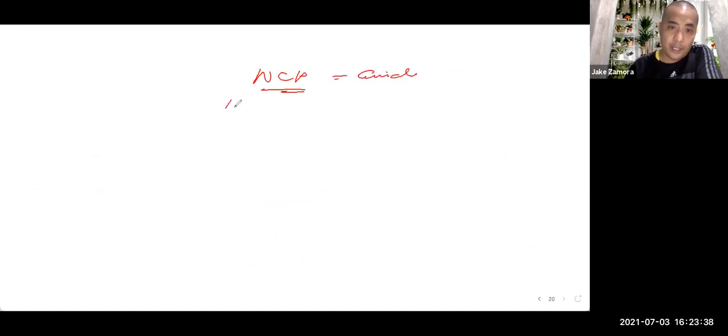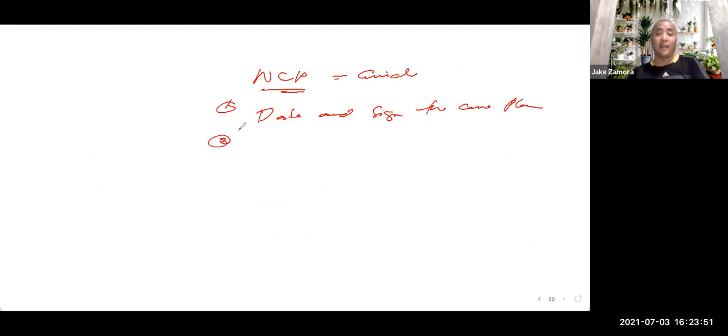The first one is that you should have a date and you should sign the care plan. That is very important. You need to put a date. When was the care plan made? Is it for today? Is it for tomorrow? Or is it from last month? So it is important that you put a date and then sign it.